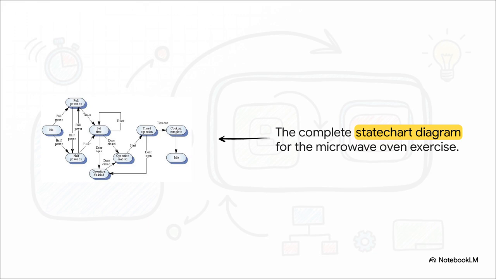It's like a giant puzzle coming perfectly together. You start at idle, move to setting the power, and then set the time. But look at the door guard conditions. If you open the door, it actively shifts to operation disabled. You literally cannot start the microwave until that door is closed, and the state moves back to operation enabled. It turns a bunch of chaotic rules into a foolproof visual flowchart.